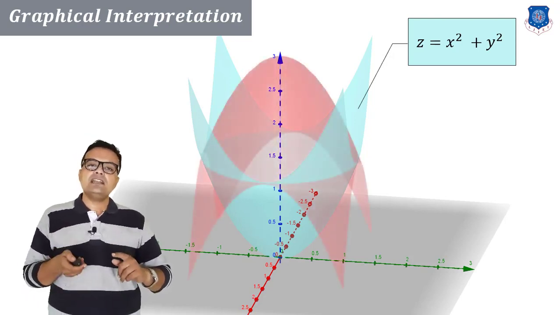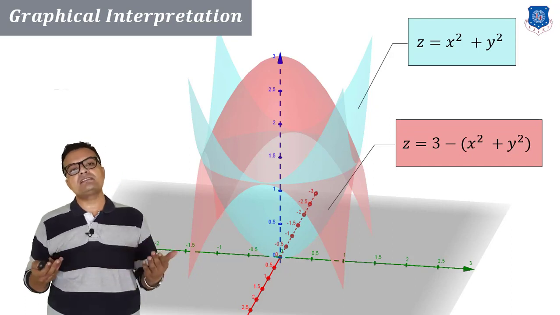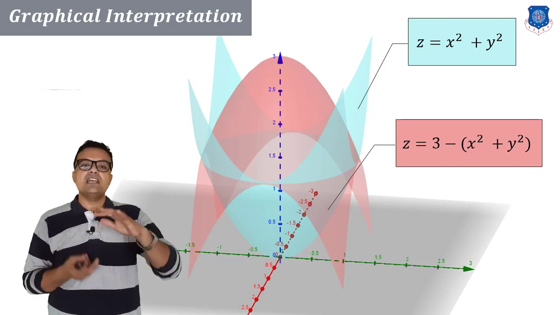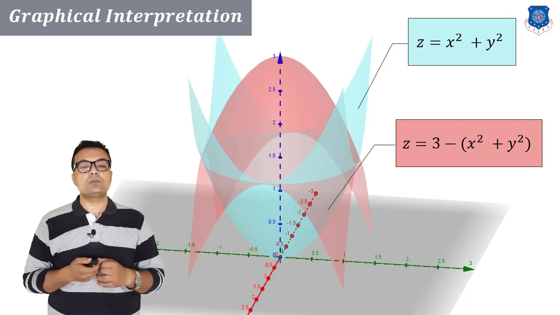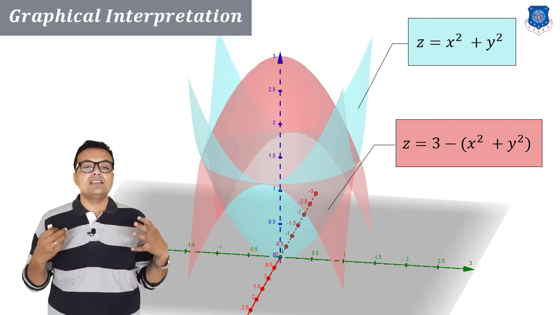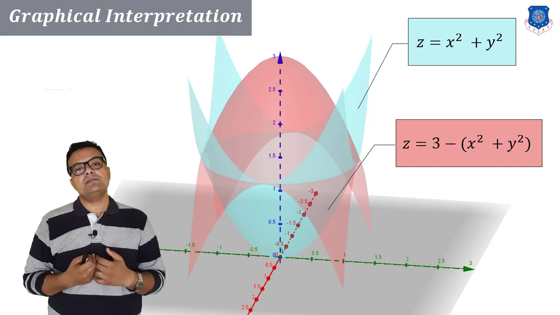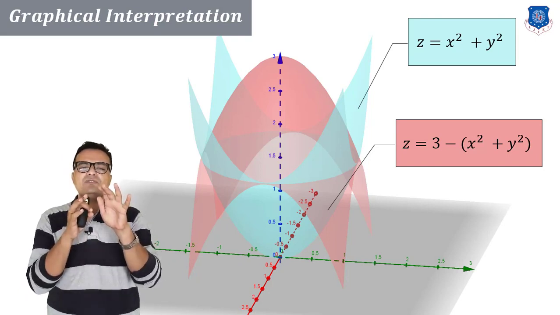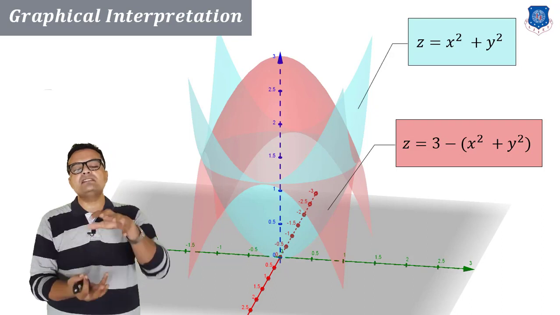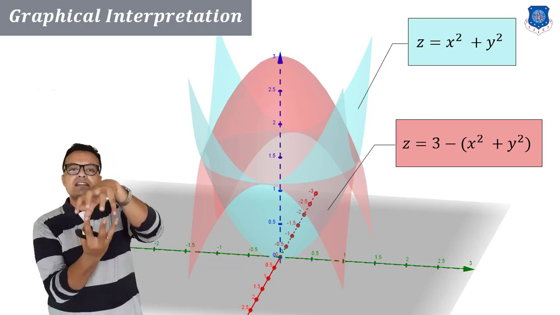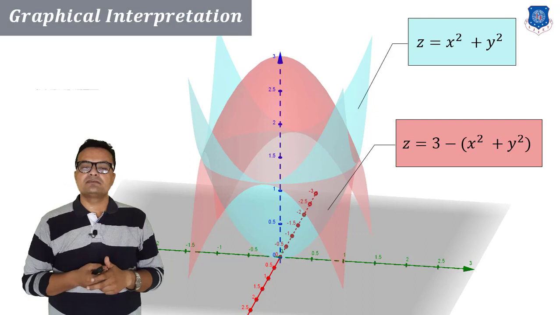I am considering another paraboloid, 3 minus x square plus y square, which is upside down, and I want to find what will be the volume of a solid which is obtained by considering these two surfaces at a time. So you can see roughly I can say an egg shape of the structure is generated by the intersection of these two. You can see clearly an egg shape is generated.